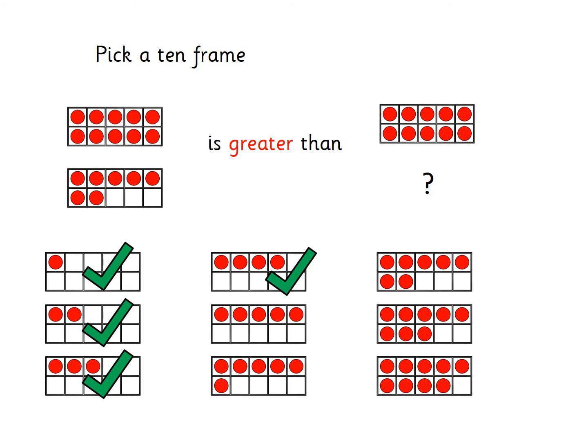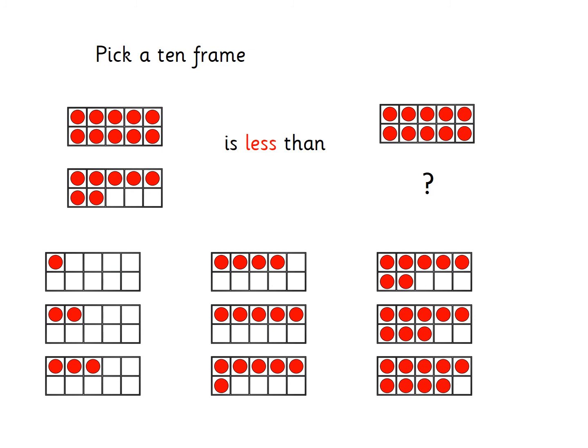Yes, it is. What about 15, 10 and 5? Yep, 17 still greater, still got more counters. What about 16, 10 and 6? Yeah, it's still greater, isn't it? Because 17 is 10 and 7. Okay, so all of these ones would be less than 17.